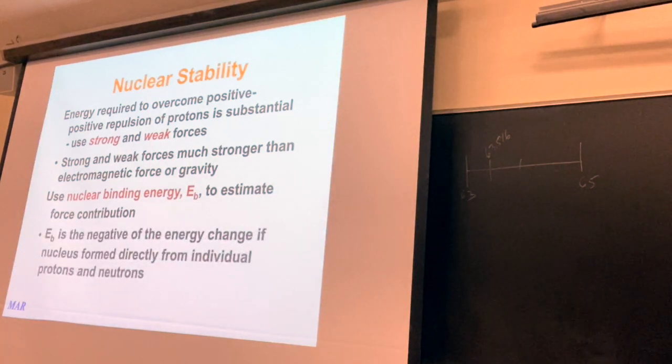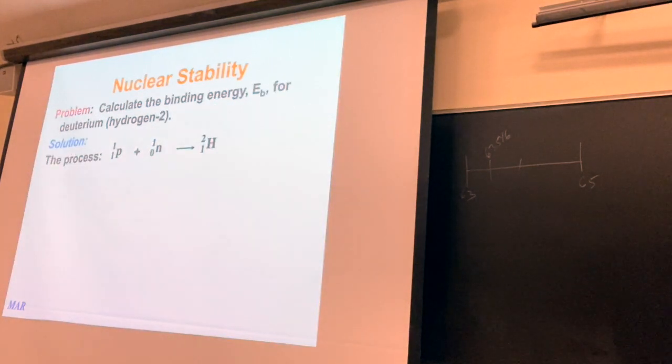And the definition of binding energy is a little weird. It's the negative of the energy change if the nucleus is formed directly from protons and neutrons. So if you had helium-4, you would say, well, 2 protons and 2 neutrons make helium-4. Whatever energy is used to make helium-4, E sub B is the opposite of that. And if that's as clear as mud, I completely understand. Let me show you an example.